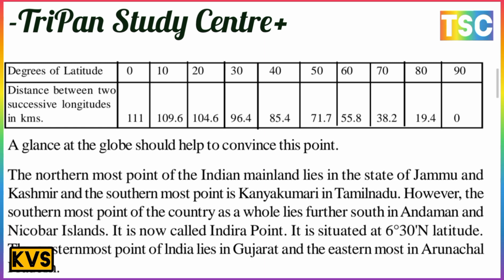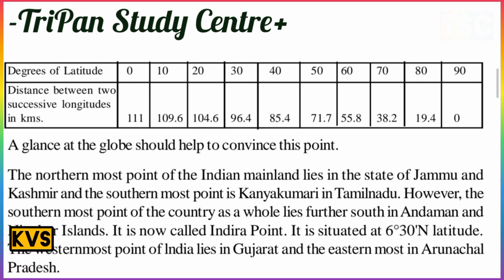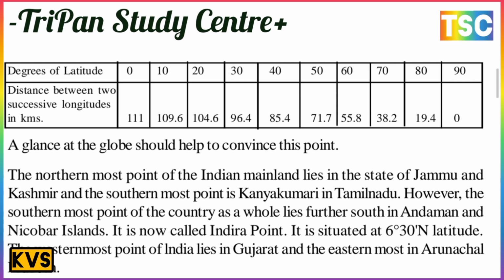The northernmost point of the Indian mainland lies in the state of Jammu and Kashmir, and the southernmost point is Kanyakumari in Tamil Nadu. However, the southernmost point of the country lies further south in the Andaman and Nicobar Islands. It is now called Indira Point. It is situated at 6 degrees 30 minutes north latitude. The westernmost point of India lies in Gujarat and the easternmost in Arunachal Pradesh. This is important.